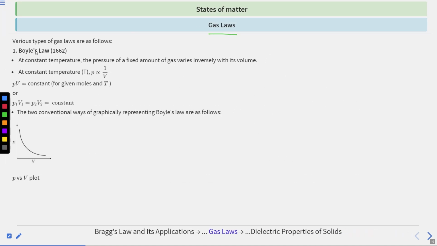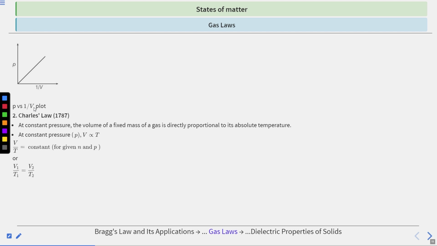Gas laws. Various types of gas laws are Boyle's law. At constant temperature, the pressure of a fixed amount of gas varies inversely with its volume, that is P is inversely proportional to volume. It can be written as PV equals constant, or P1V1 equals P2V2. The two conventional ways of graphically representing Boyle's law are the P versus V plot, that is here, and the P versus 1 by V plot, that is this.